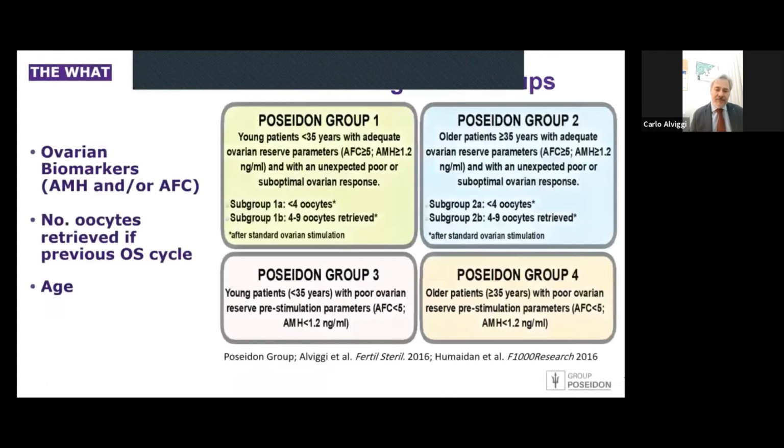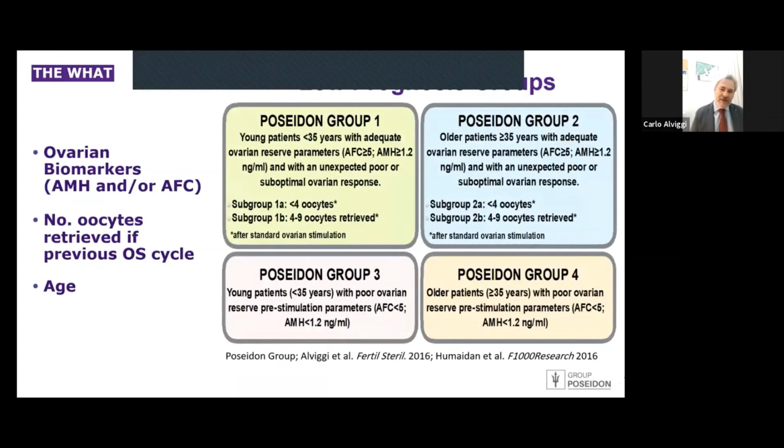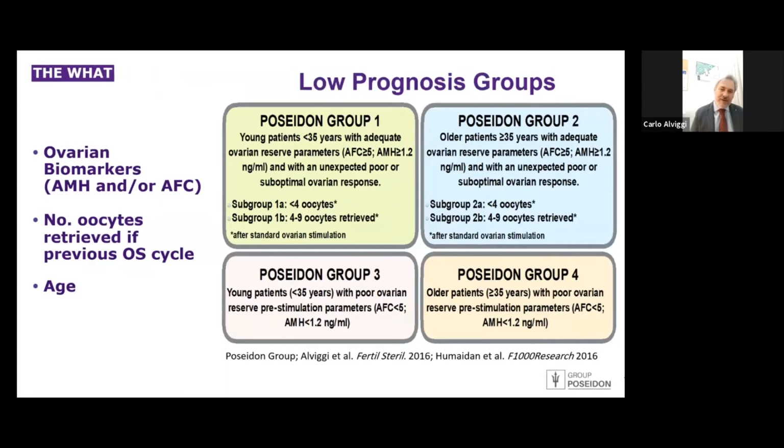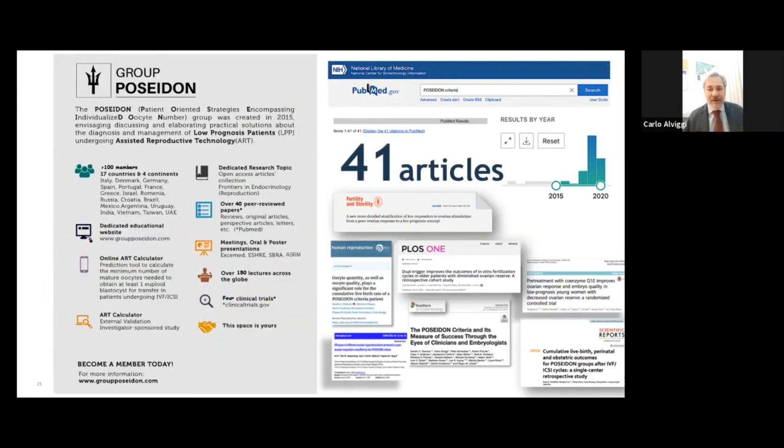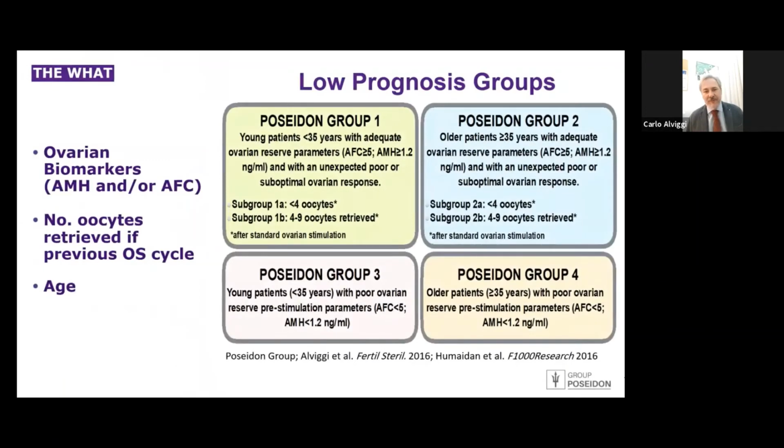Groups 3 and 4 are patients where the ovarian reserve is low at the beginning of the cycle, so the low number of eggs is expected. So groups 1 and 2 are patients with few eggs retrieved, but unexpectedly. Groups 3 and 4 are patients with low ovarian reserve. On the left side, groups 1 and 3 are patients below 35 years, and groups 2 and 4 are patients above 35 years. So we have 4 categories that I think are more homogeneous inside.